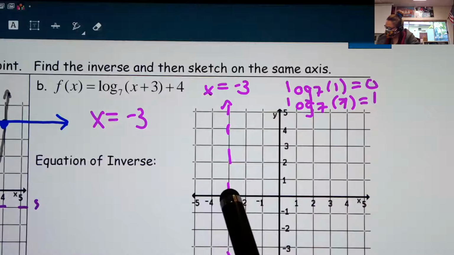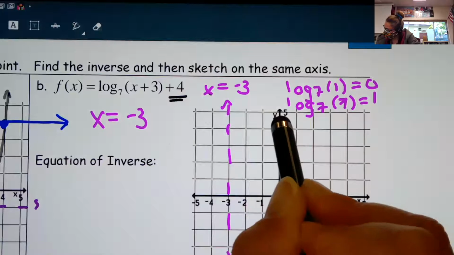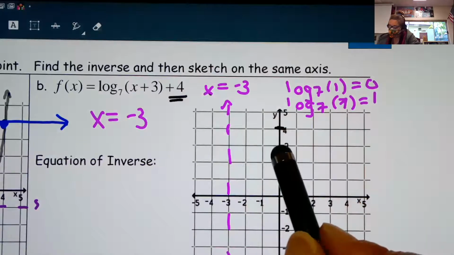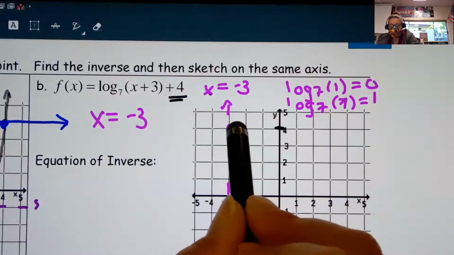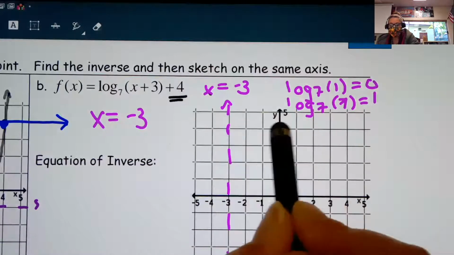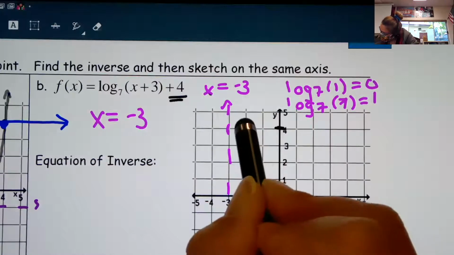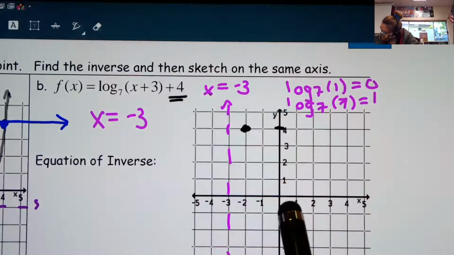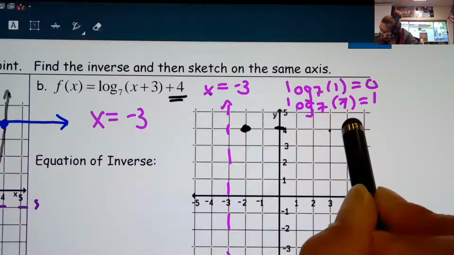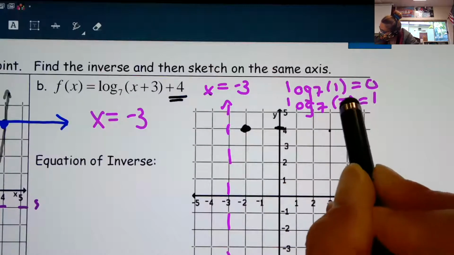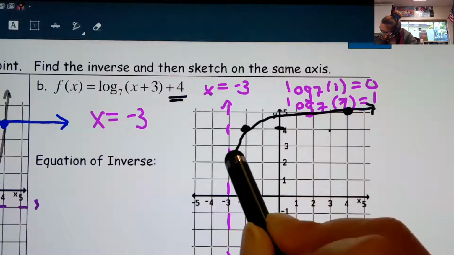I'm going to come to where the asymptote crosses the x-axis. This +4 is going to mean that I'm going to be starting up here at a height of 4. So I'm going to come to where my asymptote is at a height of 4. And this is where I'm going to go out 1 and 7 and 49. So when I go out 1, log base 7 of 1 is 0. When I go out 1, 2, 3, 4, 5, 6, 7, log base 7 of 7 is 1. And then I've got my graph.